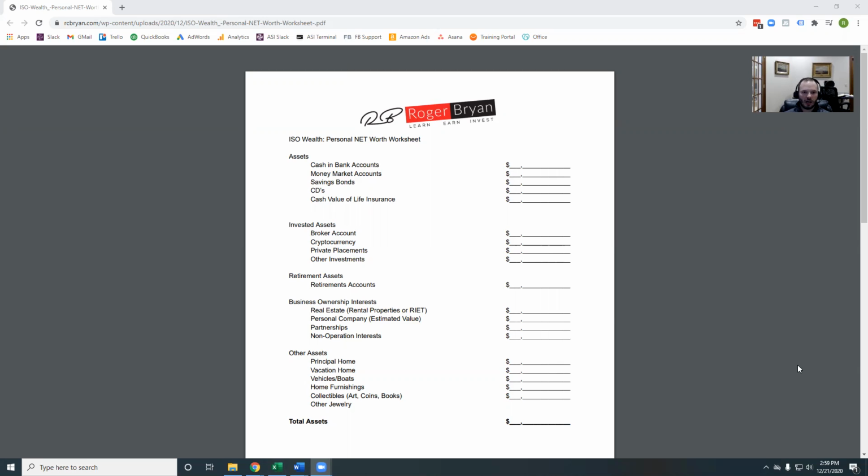Invested assets, brokerage account. This would be something that's a non-retirement based account. I probably need to change that to brokerage. Do you own any cryptocurrency? That's of course more common these days. Private placements are investments in companies that are not public, but you do believe at some point will have a liquidity event that will make them public. So like a Reg A, an S1 filing. Your ultimate reason for investing was for liquidity, not necessarily cash flow, which would come under business ownership interests.